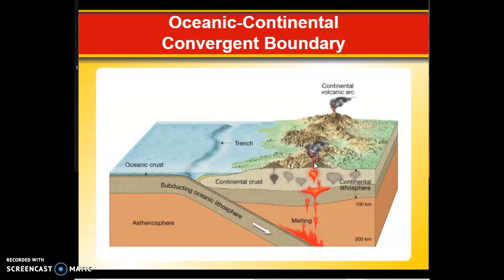We can see volcanoes forming. Some of them are dormant, some are still active. That trench we talked about in earlier sections, that oceanic trench is just forming at the edge of the oceanic crust and the other edge of the continental crust.